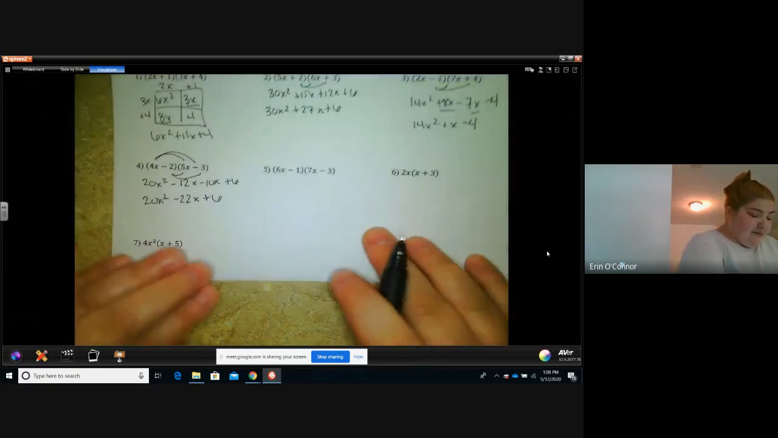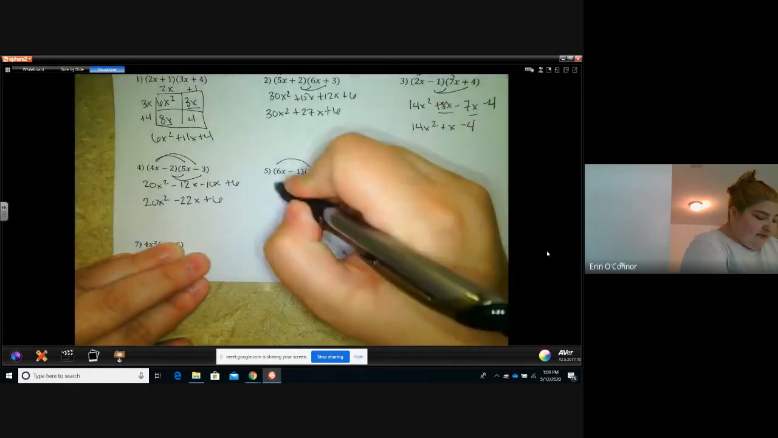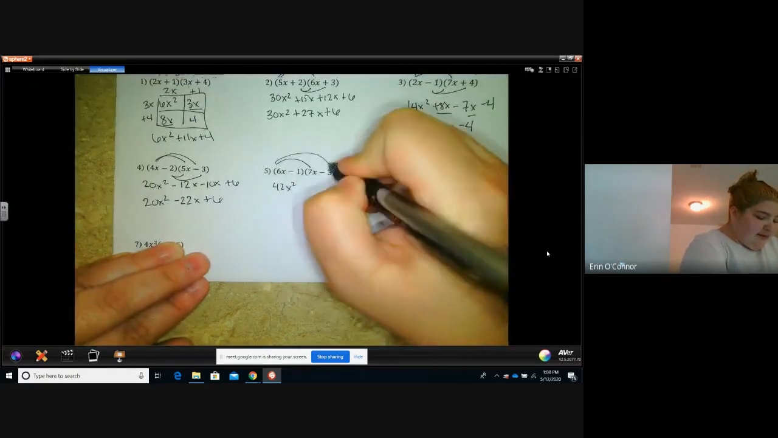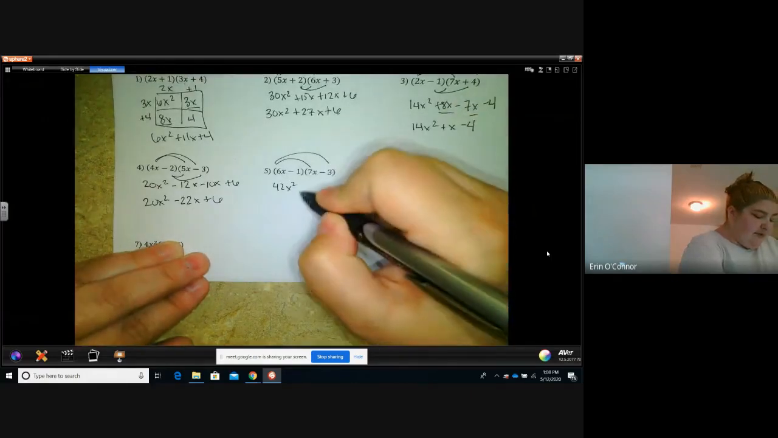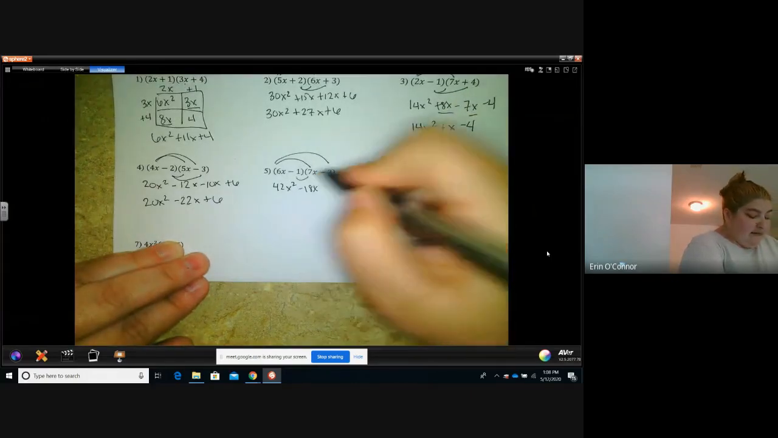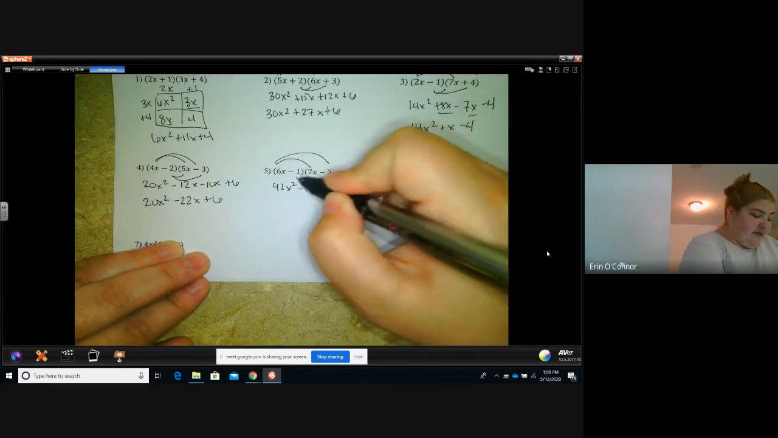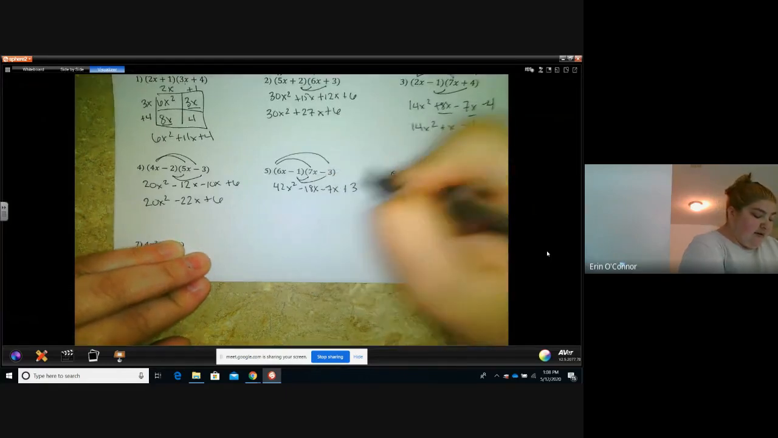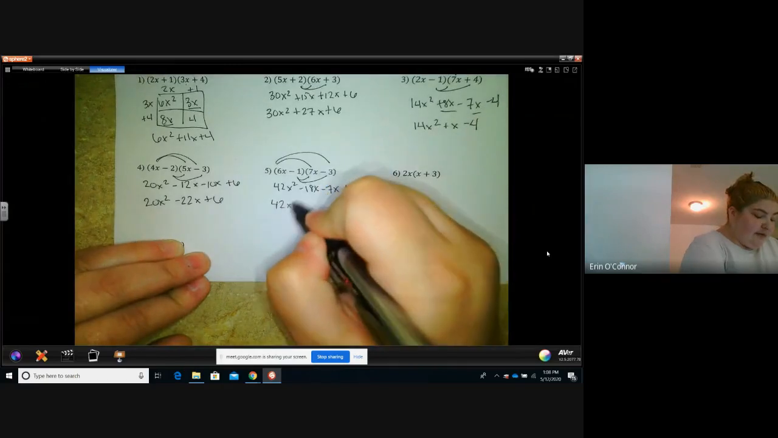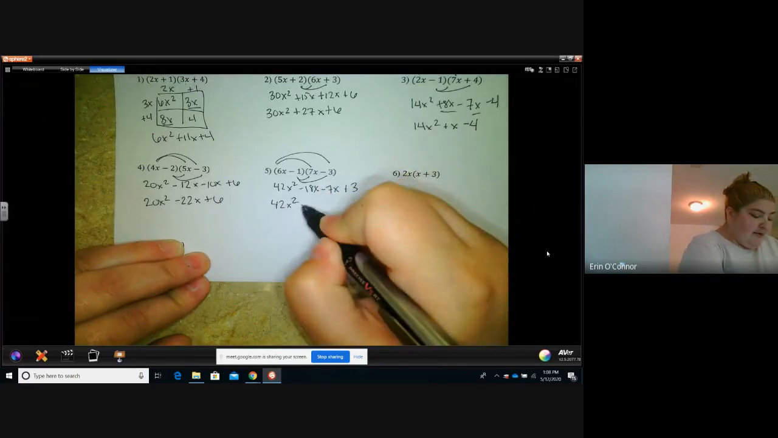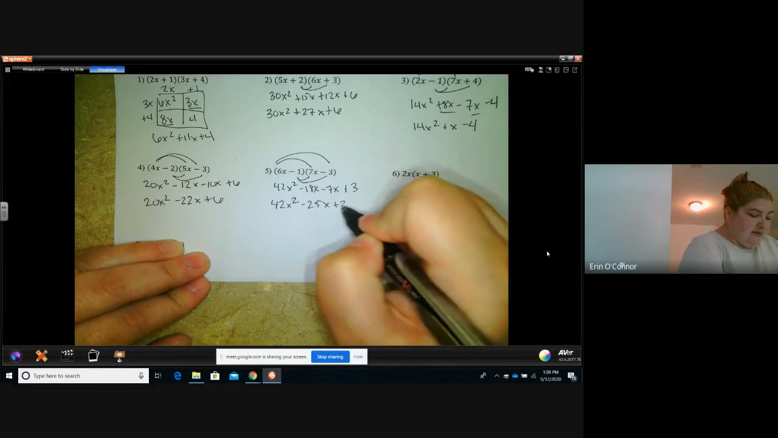Okay, 3 more problems. 6x times 7x is 42x squared. 6x times negative 3 is minus 18x. Negative 1 times 7x is negative 7x. Negative 1 times negative 3 is a positive 3. Combining like terms, 42x squared minus 25x plus 3.